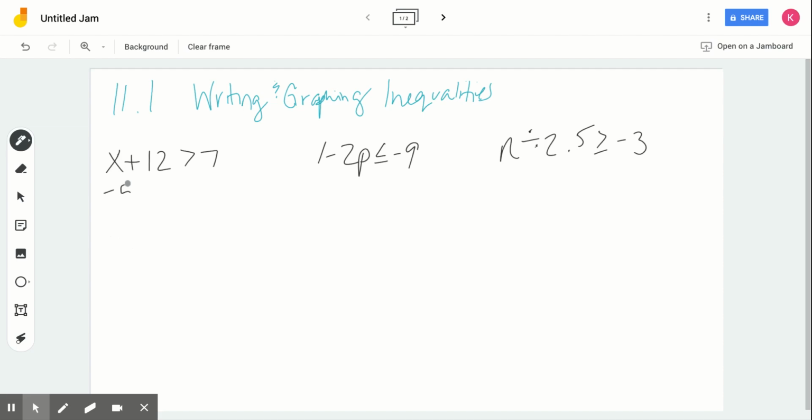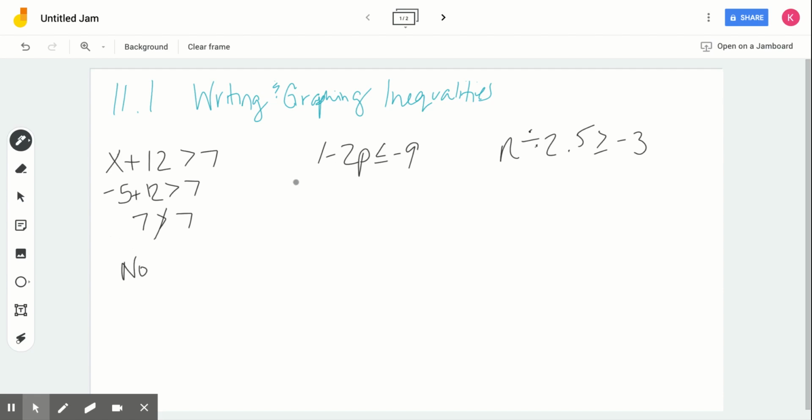So negative 5 plus 12 is greater than 7. Negative 5 plus 12, opposite signs, so we subtract and keep the sign of the larger number. So 7 is greater than 7. Is this a true statement? Is 7 ever greater than 7? That's no. So we can put a mark through the inequality sign and say that this is not a solution.